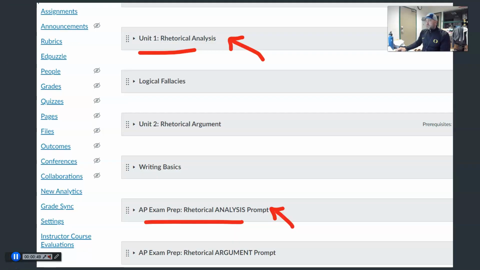So the first thing you would want to be aware of is that I have made on Canvas 2 areas that you'd want to refer back to whenever we do rhetorical analysis practices. One of those areas is the Unit 1 rhetorical analysis that covered everything we did from that Unit 1 learning discussion area. The second area you'd want to see in the modules is the one that says AP Exam Prep Rhetorical Analysis Prompt.